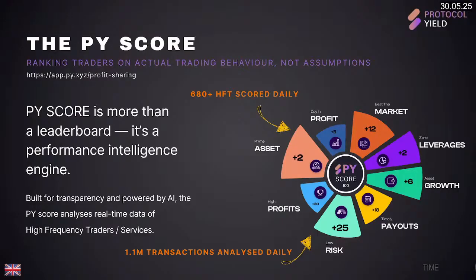This Pi score includes various factors like day in profit, beat the market, how much the assets have grown, how much profit they have claimed, how much risk they have taken, and whether they have given timely payouts. Based on these parameters, we get a Pi score for a certain HFT. Based on the Pi score, these HFTs are onboarded on Pi, and they are then available for us to allocate our funds. So it's a simple arrangement.